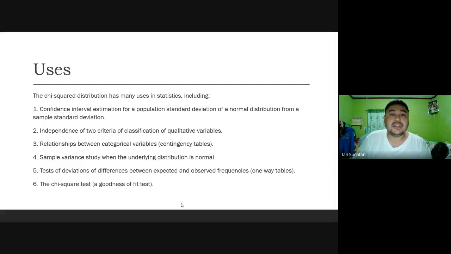So medyo complicated. That's why chi-square is based on association, and the correlation will be discussed next week. And the association for that will be used for the chi-square method, or for testing the values for that. So the second use is the independence of two criteria of classification of qualitative variable.